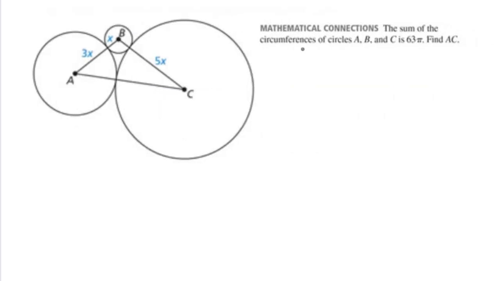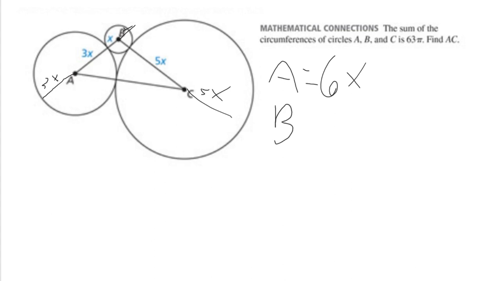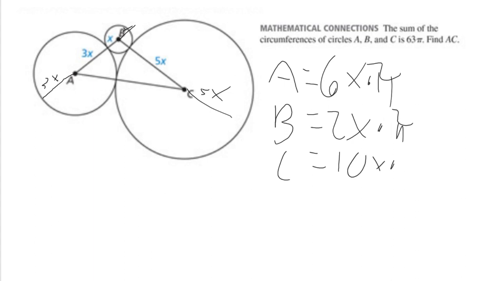So now let's use this to find the circumference of these three shapes. They asked us to find the circumference, which means we're going to have to double and get 3x, x, and 5x. That means that the circumference for A is 6x, because 3 and 3, and pi, because it's diameter times pi. B is going to be 2x times pi, and C is going to be 10x times pi.